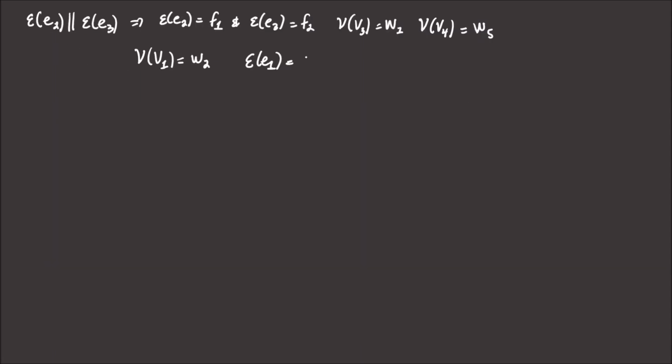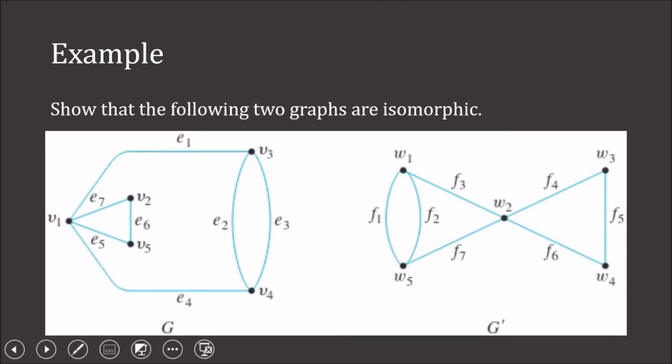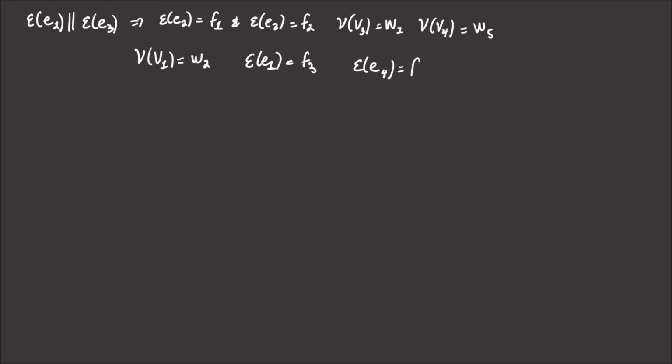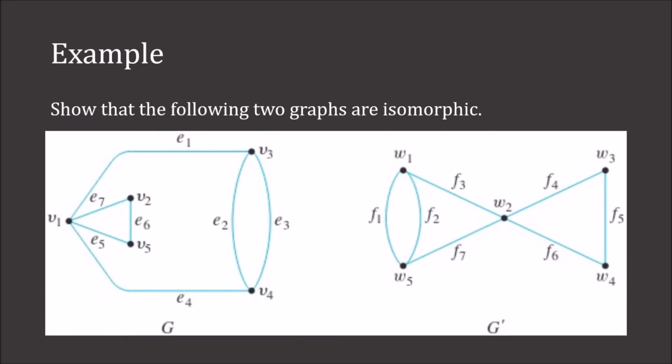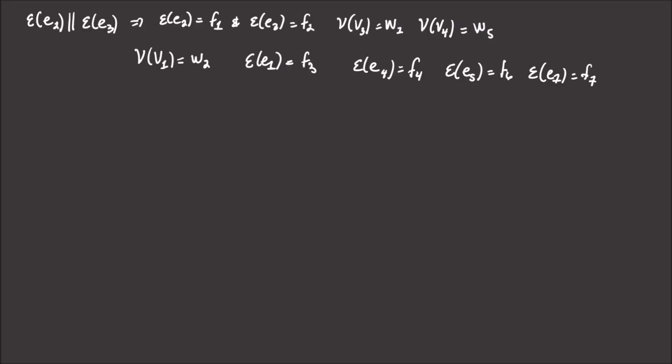We said that was going to be F3. I think it was E4. E4 will be F4. E5 is F6. And epsilon of E7 is F7. And we have to continue in this way. Doing so, we can get two one-to-one correspondences.